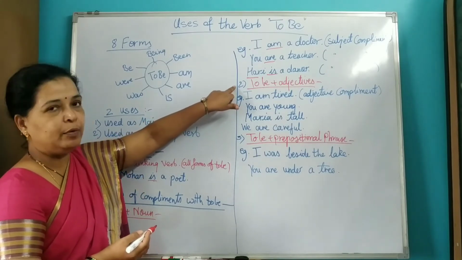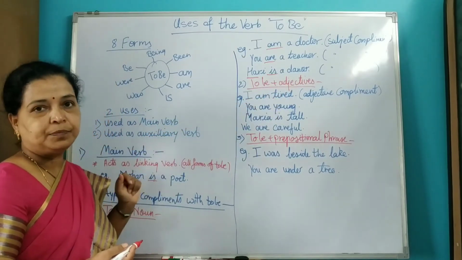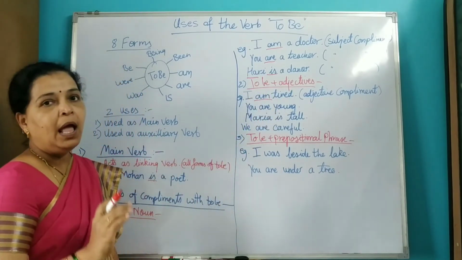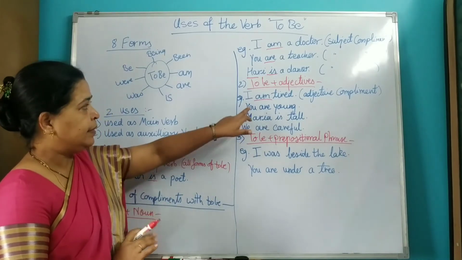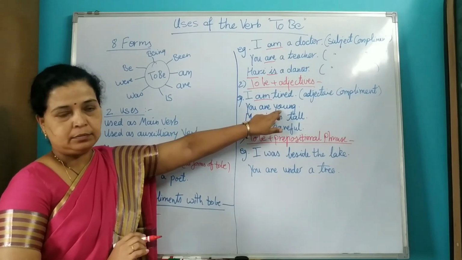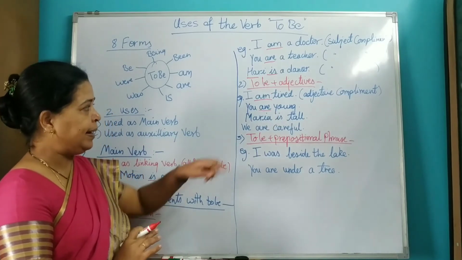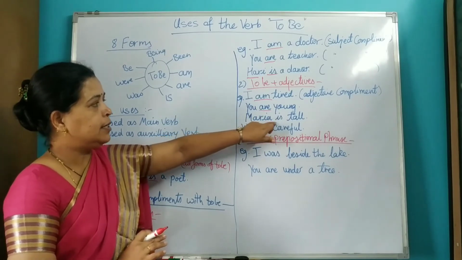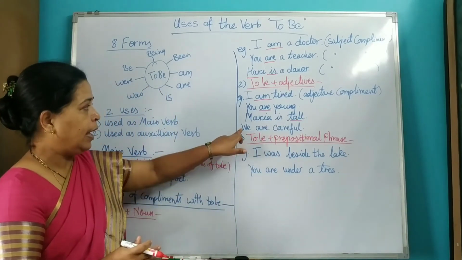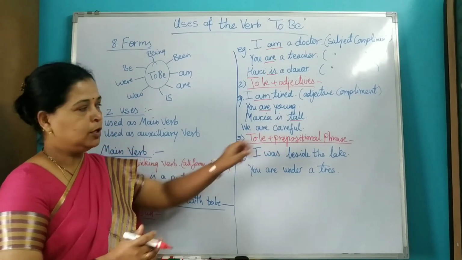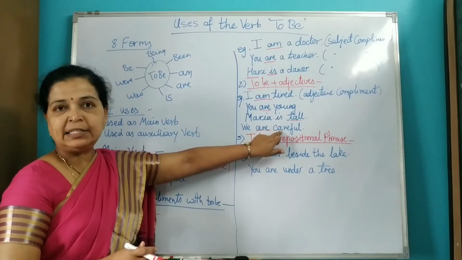Now, the second type of complement, we have to be plus adjectives. For example, I am tired, in which am is the verb and tired is an adjective. So it is called adjective complement. Then we have you are young. Are is the verb, young is the adjective, so adjective complement. Next example we have Maria is tall. Which is the adjective here? Tall. Is is the verb. And last, we are careful. So are is the verb and careful is the adjective. So it is adjective complement.